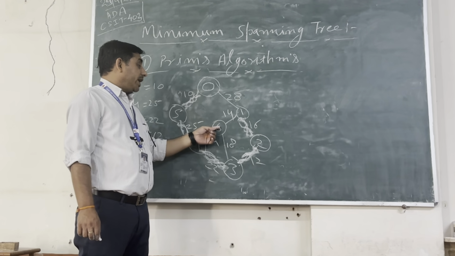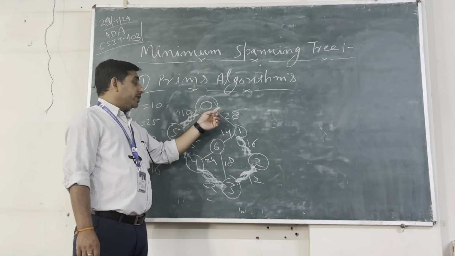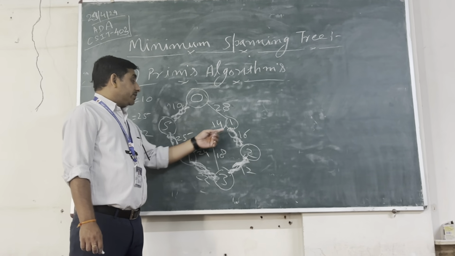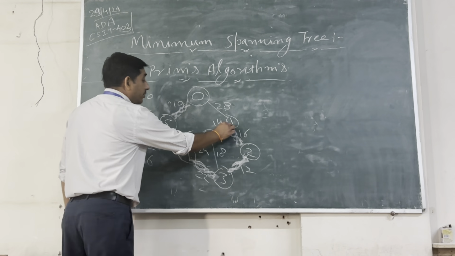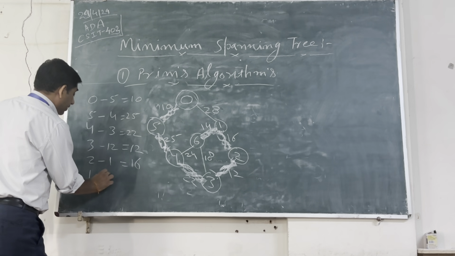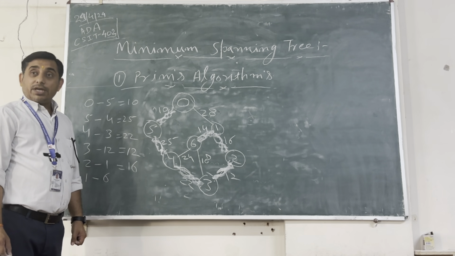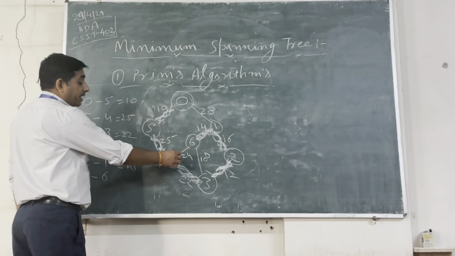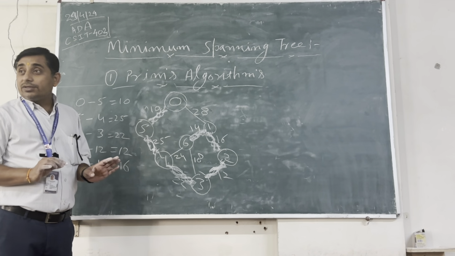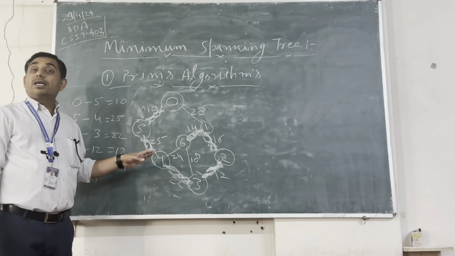From 1 to 6, here is 14. And from 0 to 1, here is 28. So which one will we select? We'll select 1 to 6. Clear? And next, all the vertices are visited. Are any vertices remaining? No, all the vertices are visited. So this process is complete.